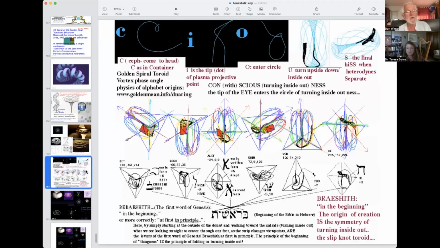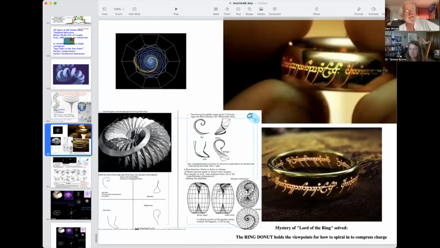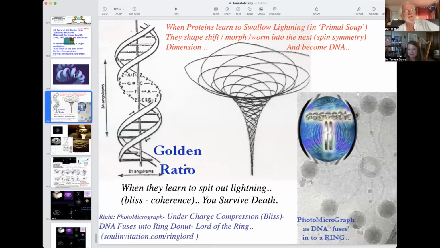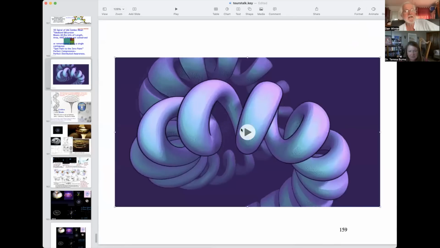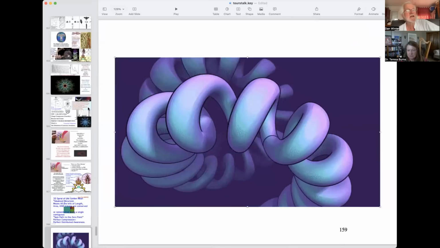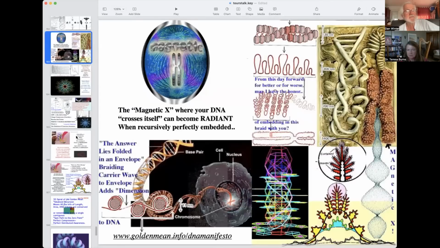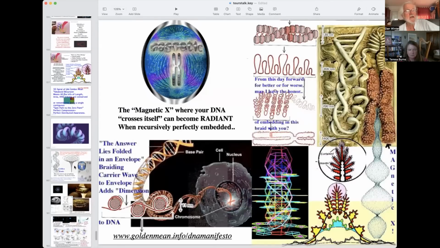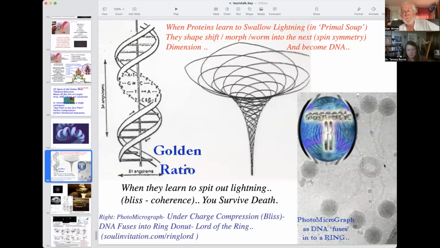And so this is what we talked about in terms of Bereshith, when I talked about the first word of Genesis. And this is how, when the DNA actually implodes after this Bliss process, there's recursive braiding in DNA. And when the DNA turns inside out recursively like this, at the center point, the DNA actually, in the presence of Bliss, actually, here's the measurement photomicrograph of DNA becoming a donut, literally the Lord of the Ring.